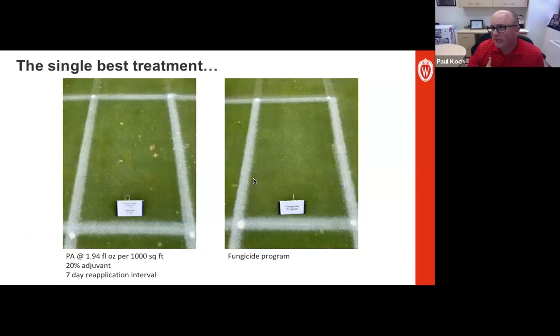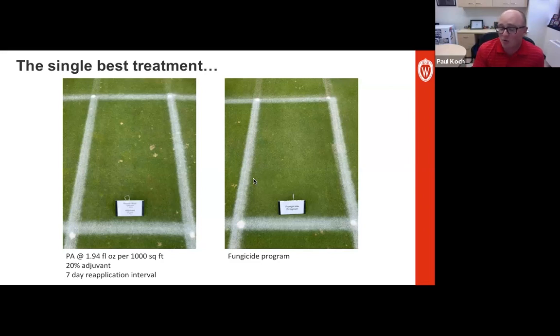But what has given us optimism for moving forward is that the single best treatment of all those 26 treatments was the highest rate of the product at the highest concentration of adjuvant at the shortest reapplication intervals. We're clearly seeing a large reduction in disease with that treatment, not quite at the level of the fungicide program, but also not terribly far off. So what we can take from this first year of the study is that we're seeing some success here, but maybe we're just not at the rates that we need to be.